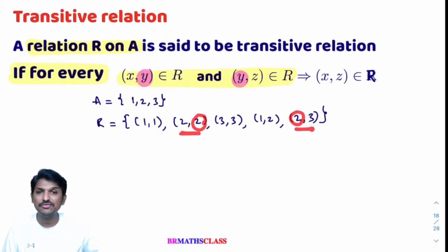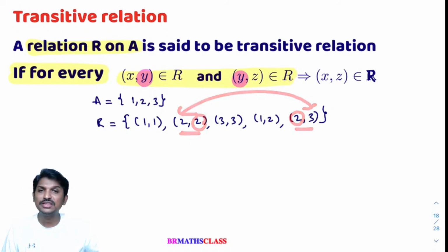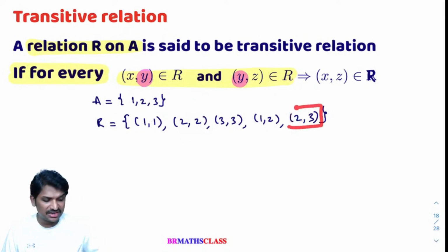That means you are able to find (x, y) and (y, z). For that, what is (x, z)? Look here, (x, z) is (2, 3). Now is (2, 3) in this relation? Yes, (2, 3) is there in this relation. So this is also over. Now come to this element. This ends with 3. You look for other ordered pairs which start with 3. Is there any? No. That means this element passes the transitive check.